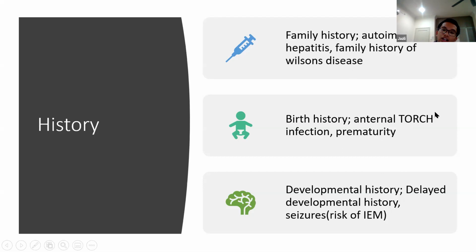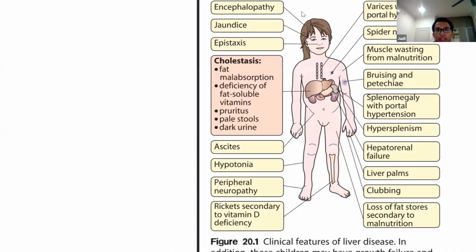You search for TORCH infection or prematurity. Developmental history, you look for a delayed developmental history or seizures. Seizures are a high risk in cases of inborn error of metabolism.